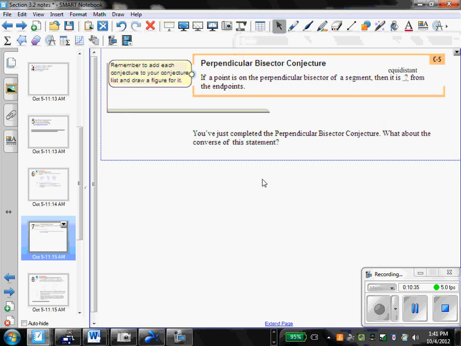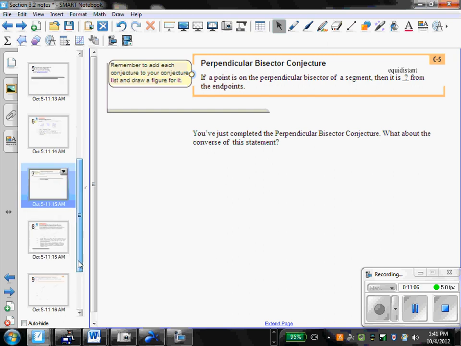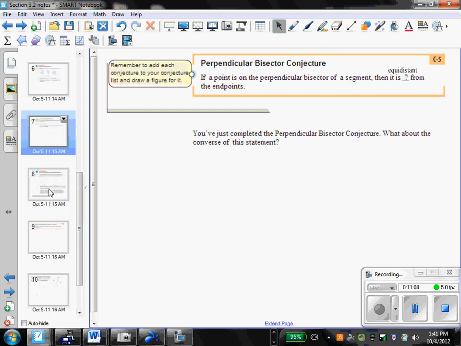And then we want to talk about the converse of this statement. What about the converse of the statement? So the converse would be, if a point is on a line segment that is equidistant from the endpoints of another segment, is it perpendicular and a bisector of the original statement? So what do you think about the converse? Is that going to be a true statement?